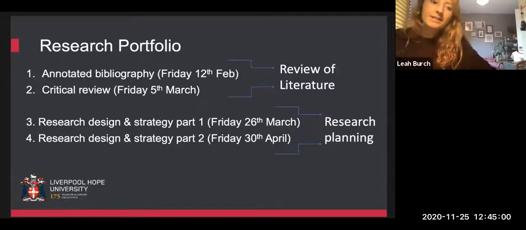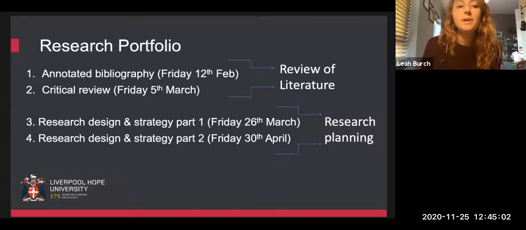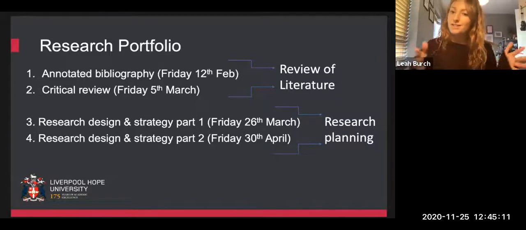So the first task is an annotated bibliography, and then your second task is a critical review. The idea is that together these help you formulate a review of literature. So they do that initial scoping of the literature. An annotated bibliography is a summary of different articles that you've found, and then your critical review is an opportunity for you to bring those together and to assess what these different pieces of literature tell us. How do they support one another? How do they maybe contradict one another? So we'll look at some key questions later to get you thinking about that.